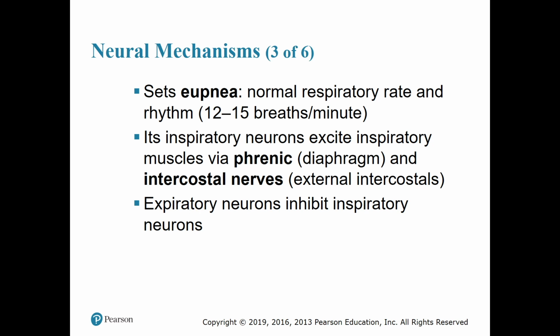These neurons that are located in the medulla set the eupnea, which is the normal respiratory rate and rhythm, which is between 12 to 15 breaths per minute. Its inspiratory neurons excite the inspiratory muscles via the phrenic nerve to the diaphragm and the intercostal nerves, which are from the external intercostals, and the expiratory neurons inhibit the inspiratory neurons.